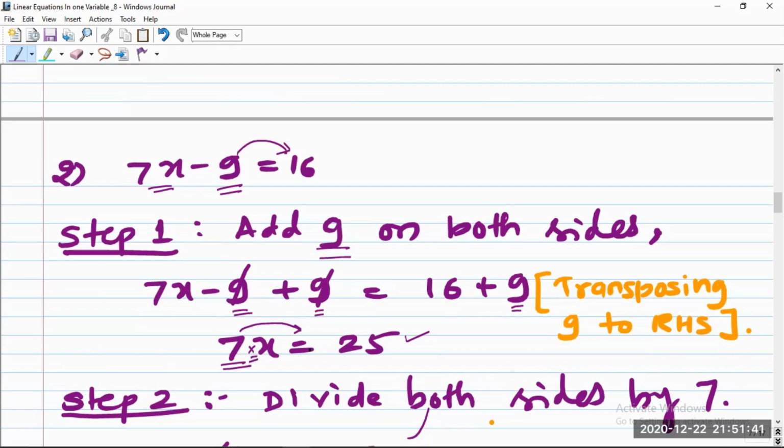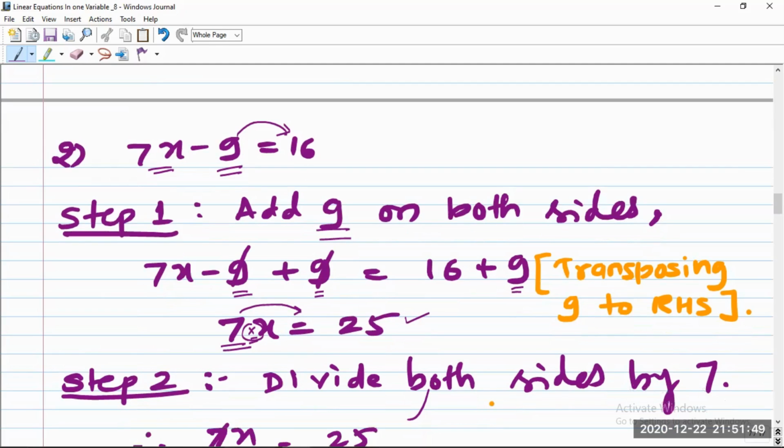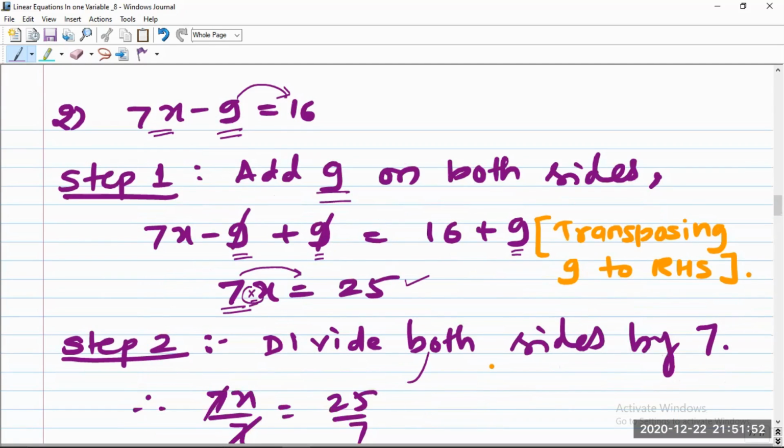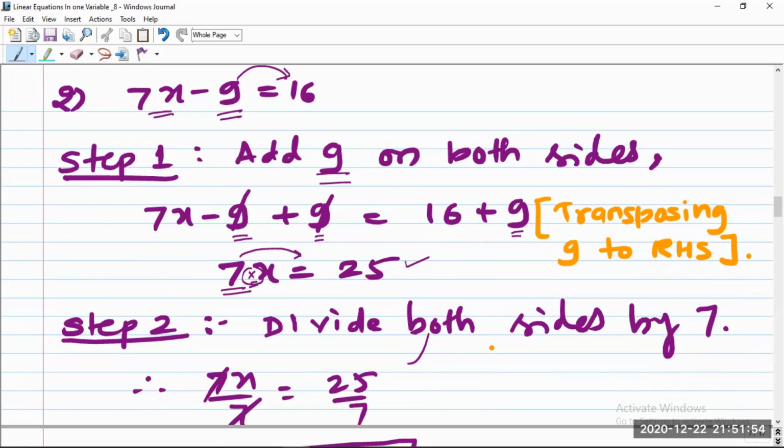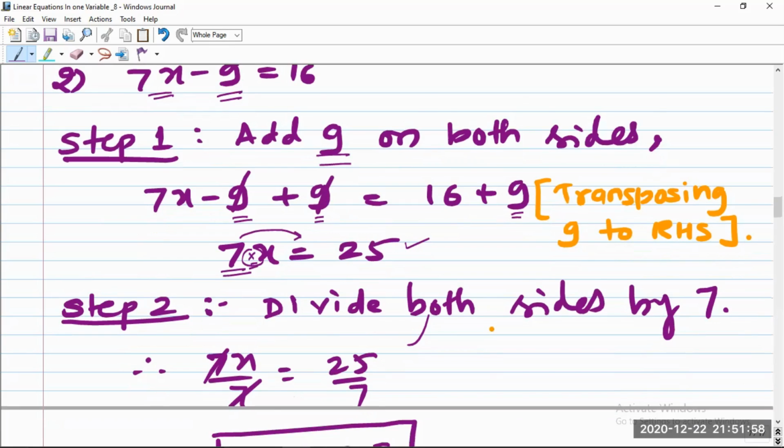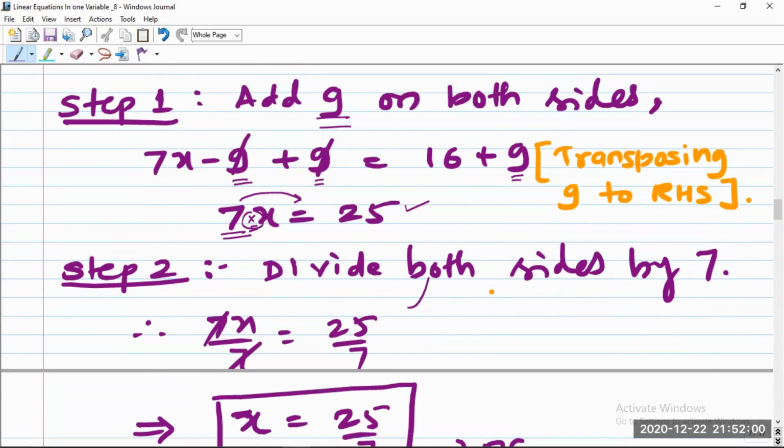That is the opposite algebraic operation of this multiplication. So opposite to multiplication is division. So we need to divide that number on both sides. So we can say divide both sides by 7, right? So dividing by 7 on both sides, the left side will become 7x upon 7. That 7 will get cancelled.